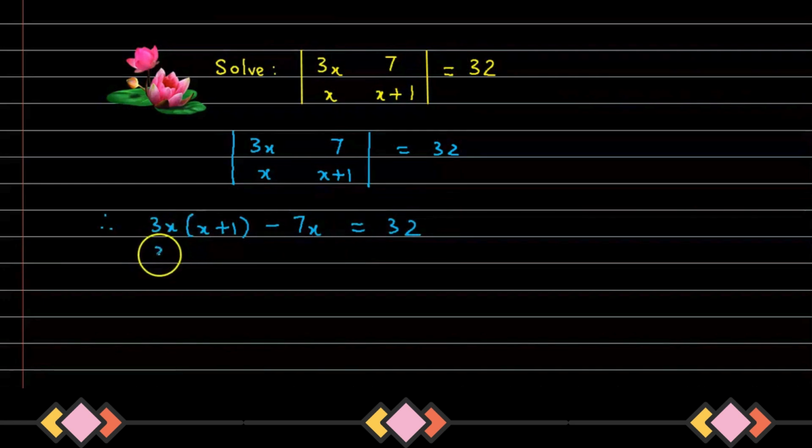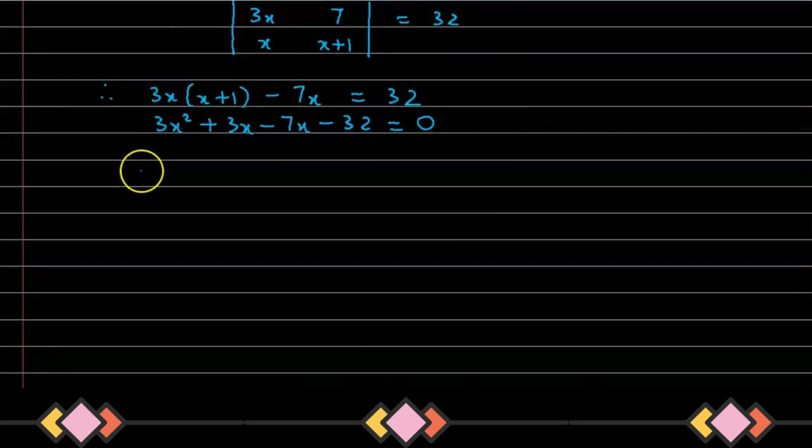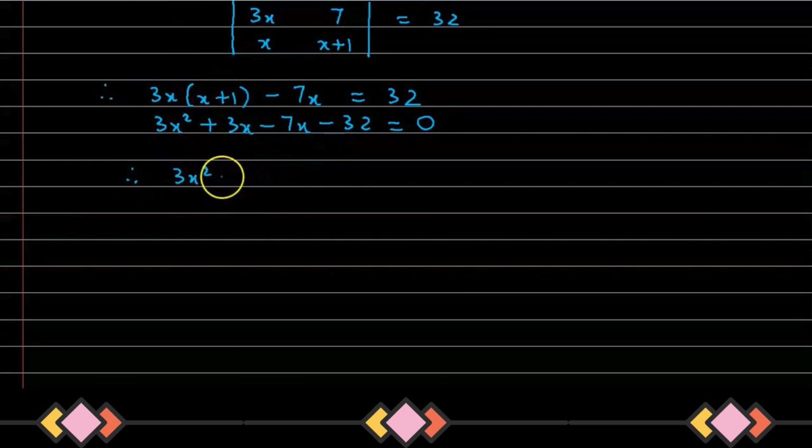अब ये मल्टीप्लाई करते हैं, तो ये हो जाएगा 3x square plus 3x, फिर ये आएगा minus 7x. 32 को इस तरफ ले लेते हैं, so minus 32 is equal to 0. तो यहाँ एक क्वाड्रेटिक इक्वेशन बन गया, देखिए. So 3x square, 3 minus 7, ये हो जाएगा minus 4x minus 32 is equal to 0.